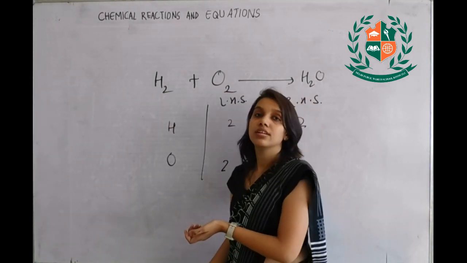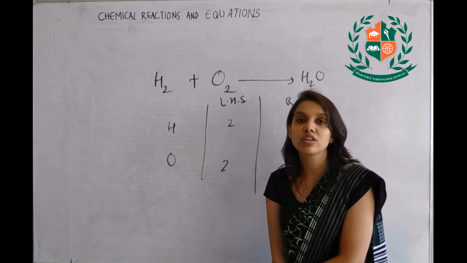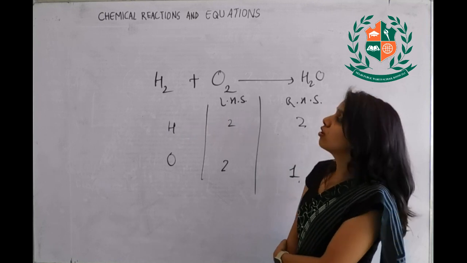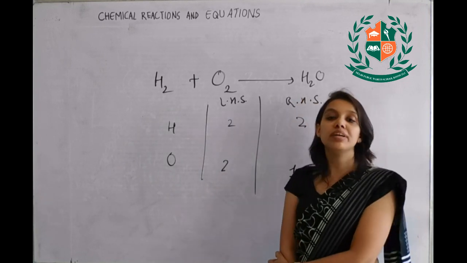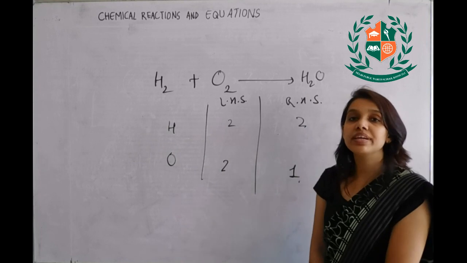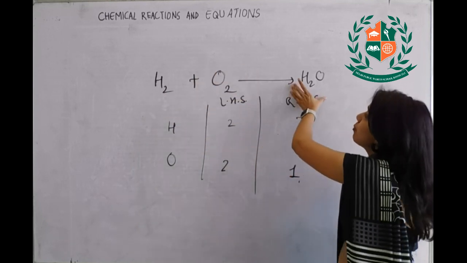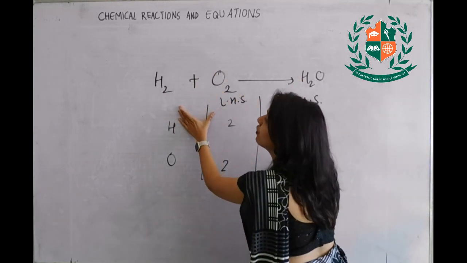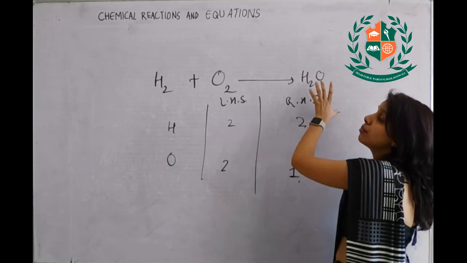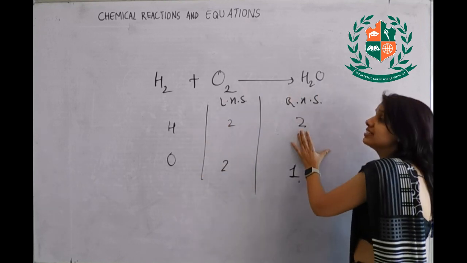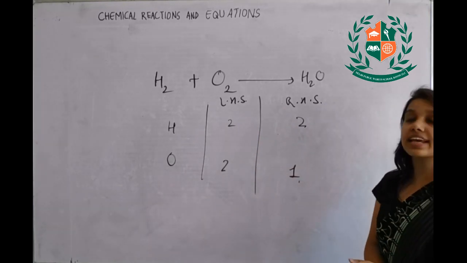So this would be unbalanced. If you remember, in the 9th class there were the laws of chemical combination, and the first was the law of conservation of mass, which says that mass can neither be created nor destroyed in any chemical reaction. This means that if a certain number of atoms combine to give a product, the total number of atoms of every element should be the same on both sides. So that is the need for balancing each chemical reaction.